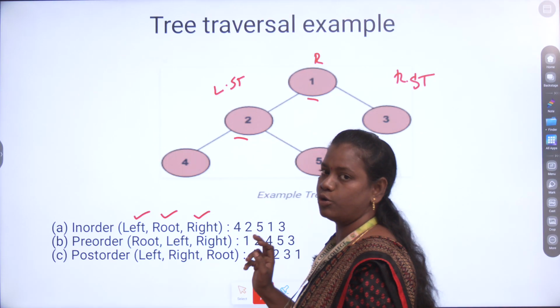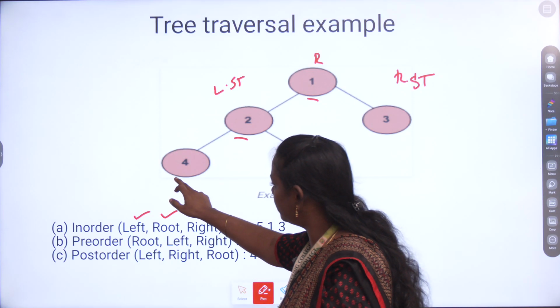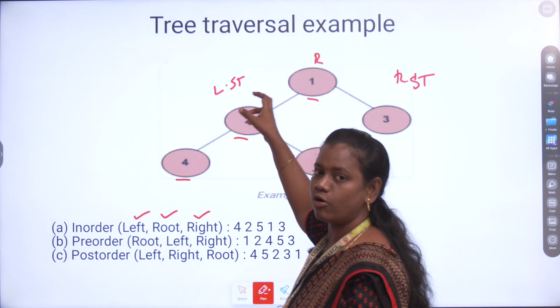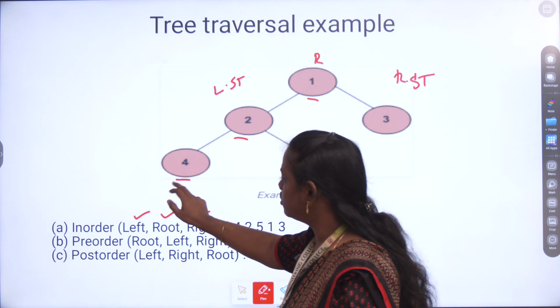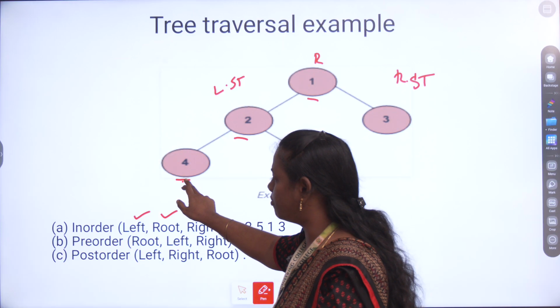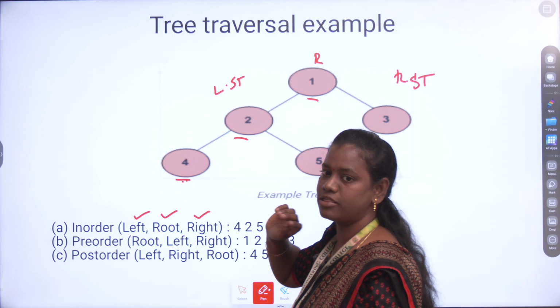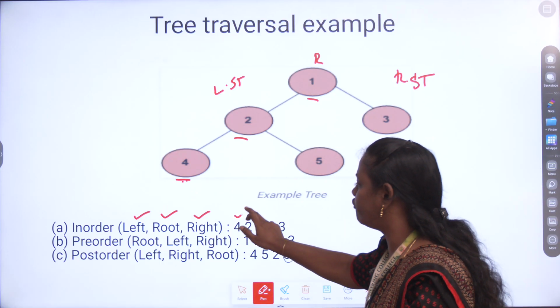Again apply in-order for 2. Again left, root, right. Again move towards the left side. Again apply in-order. This is your leftmost node. So if you want to find the in-order traversal, you need to come to the leftmost node. So in the leftmost node apply in-order. Your formula is left, root, right. Here for node 4 there is no left, there is no right. So directly we are going to visit the node 4.